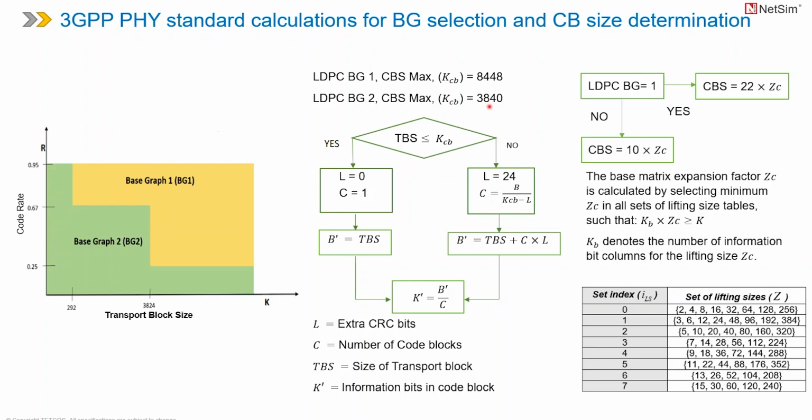The variables used in the formula are L for the extra CRC bits, C for the number of code blocks, TBS for the size of the transport block, and K prime for the number of information bits in the code block. The base matrix expansion factor ZC is calculated by finding the minimum ZC in all sets of lifting size tables such that KB times ZC is greater than or equal to K, where KB represents the number of information bit columns for lifting size ZC.